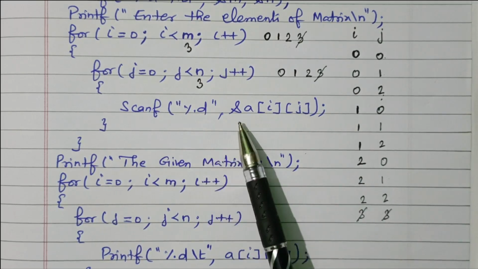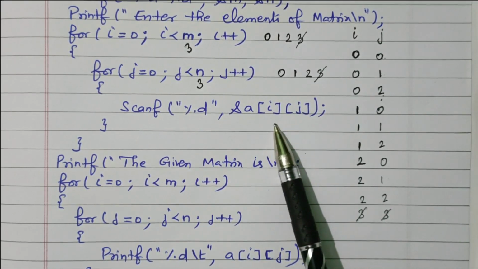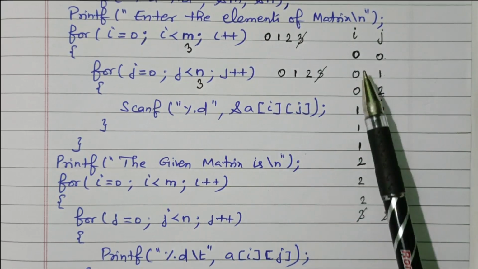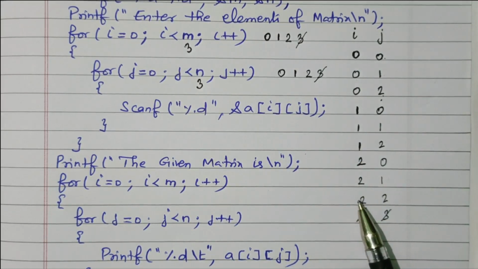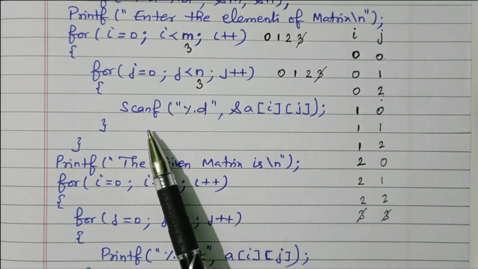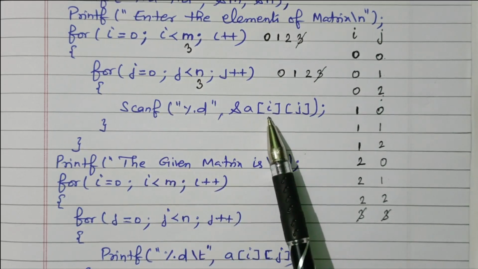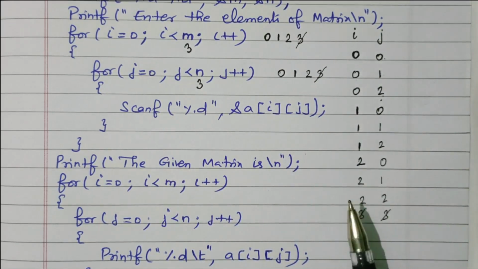So percentage d and a of i j. This I is 0, then 0, 0, 1, like that it will vary. So the corresponding elements are stored arranged in this order. So that is nothing but the matrix elements. Now we have received all 9 elements from the user, stored in the corresponding locations.